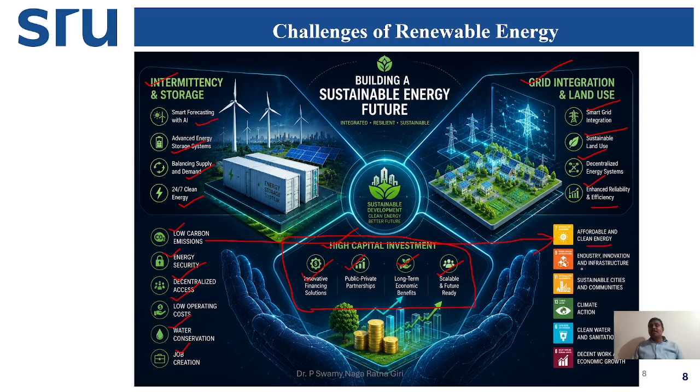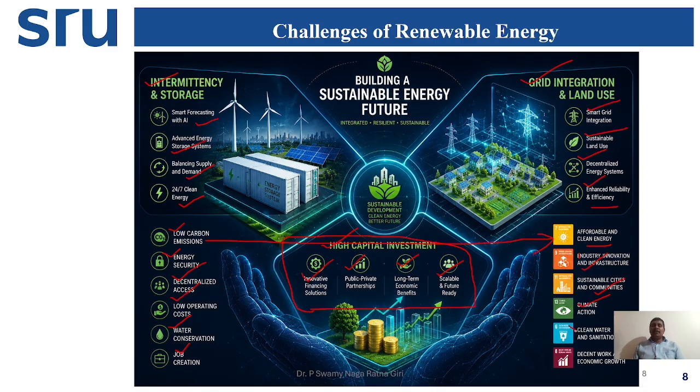Then industry, innovation and infrastructure facility is needed, and we have sustainable cities and communities by integrating renewable energy source systems. And we have to depend upon climate action. So we can lower the carbon emissions automatically. SDG goal number 13 will get a lower impact, and our climate will be in a protected way.